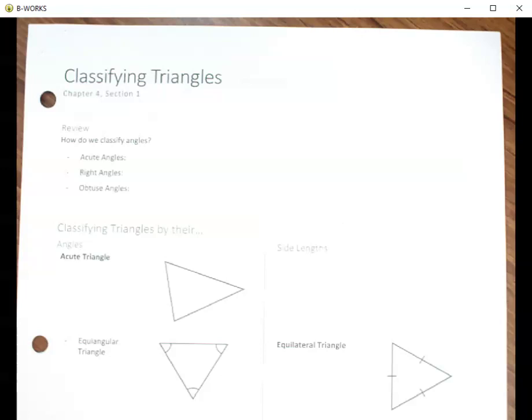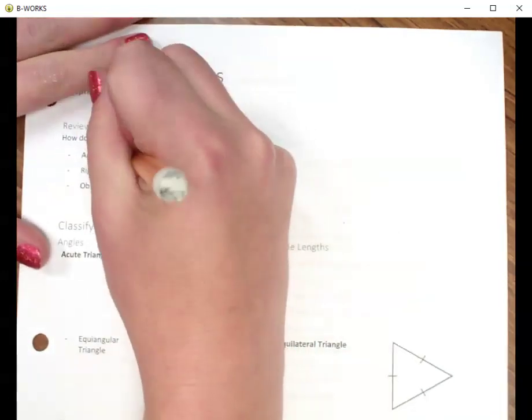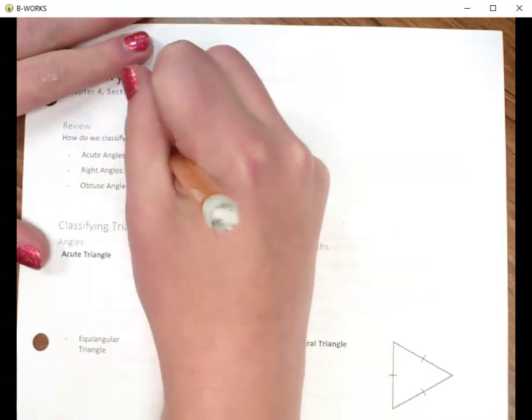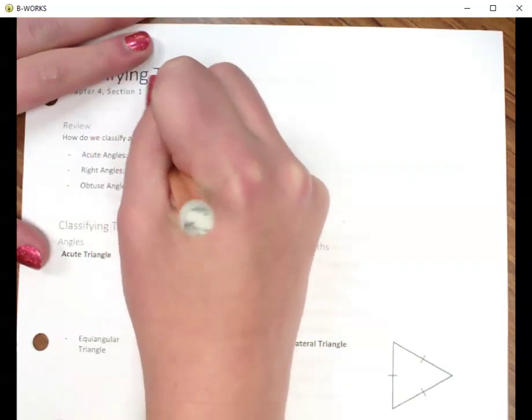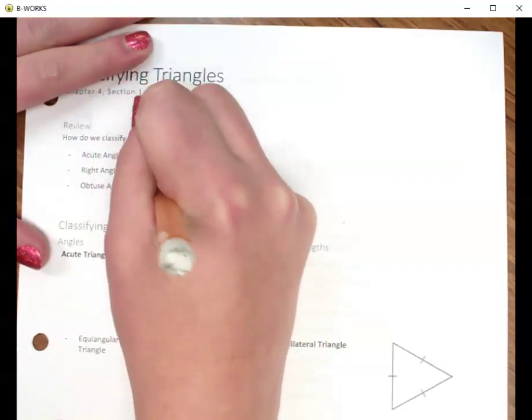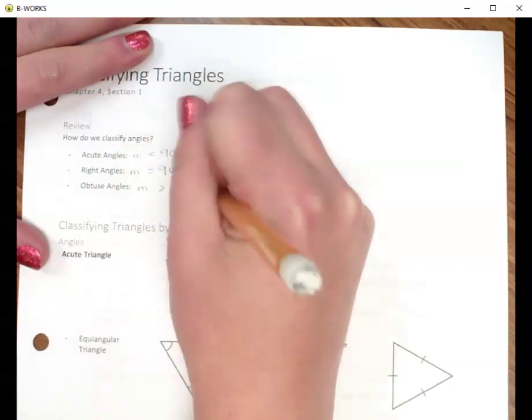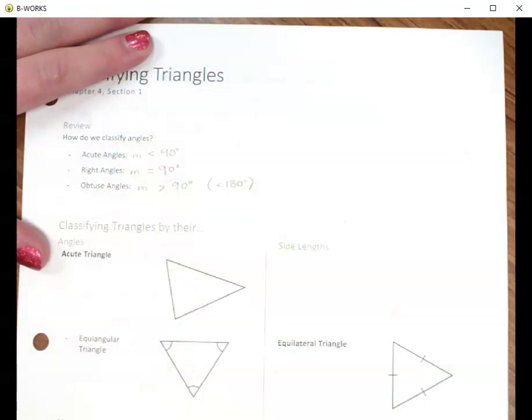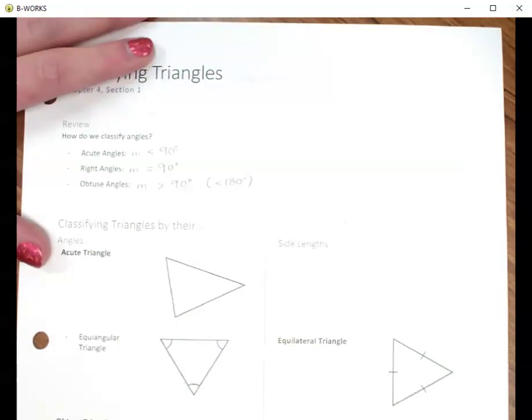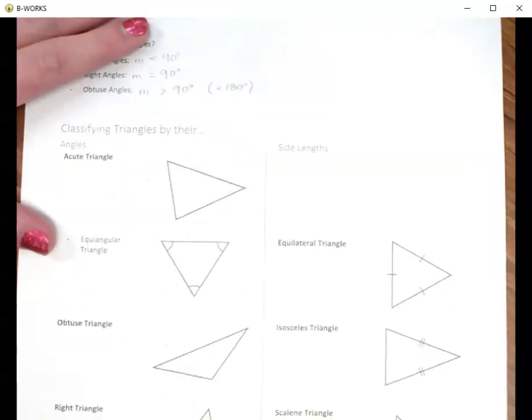All right, section 4.1 is just about classifying triangles. So first, we're going to review acute angles. Their measure is less than 90 degrees. Right angles, their measure equals 90 degrees, and obtuse angles are bigger than 90 degrees, but also less than 180. All right, so there are two different ways to classify triangles, and every triangle can have two different classifications.